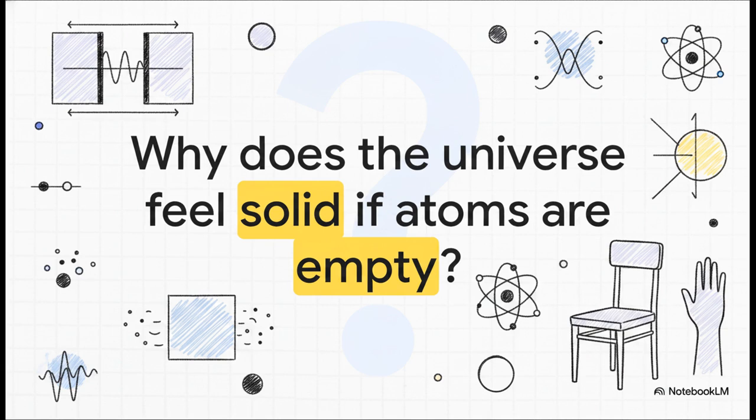But as we wrap up this explainer, I want to leave you with this final mind-bending thought. The screen you are looking at right now, the chair you are sitting on, and your own body are all made of atoms. And as we've learned today, those atoms are almost entirely empty space, held together by tiny specks of matter and invisible forces. So, if we are 99.999% empty space, why does the universe feel so incredibly solid? Keep thinking about that one.